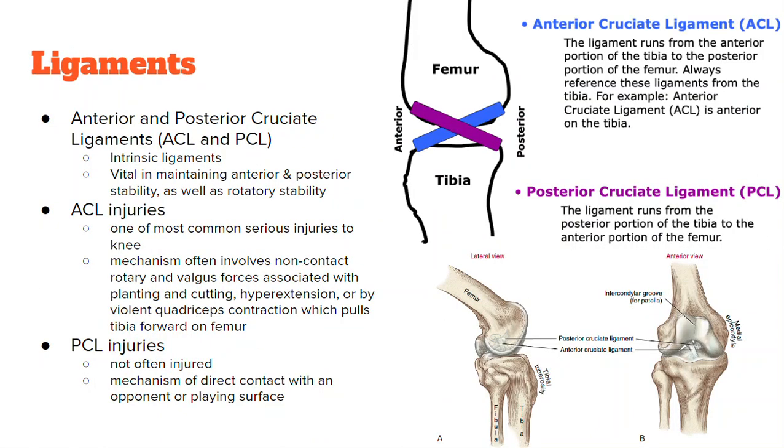Ligaments, you've probably heard of many of these. We have the anterior and posterior cruciate ligaments, or the ACL and the PCL. These are intrinsic ligaments, so they're inside the knee joint. So here we have the femur superior, tibia inferior, anterior, and posterior. The anterior cruciate ligament, or the ACL, runs from the anterior portion to the posterior portion. So you're always using the tibia as a reference for these ligaments.